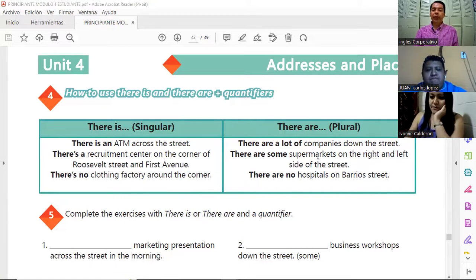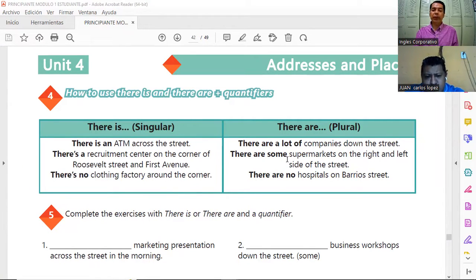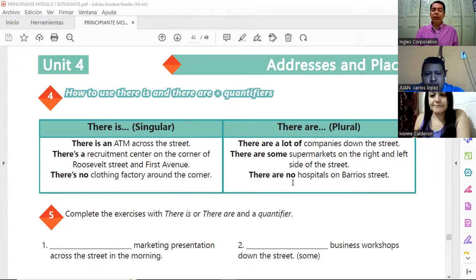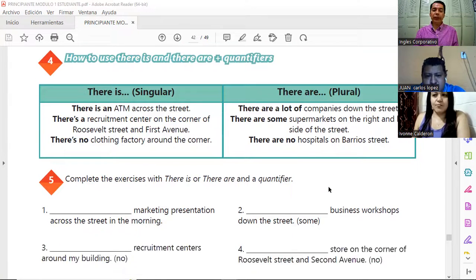And in plural, you say, there are a lot of companies down the street. There are some supermarkets on the right and left side of the street. Some, remember, this is a quantifier, right? A lot of, and some. And in negative, there are no, or there aren't hospitals on Barrio Street. So let's go to the answers of these exercises.